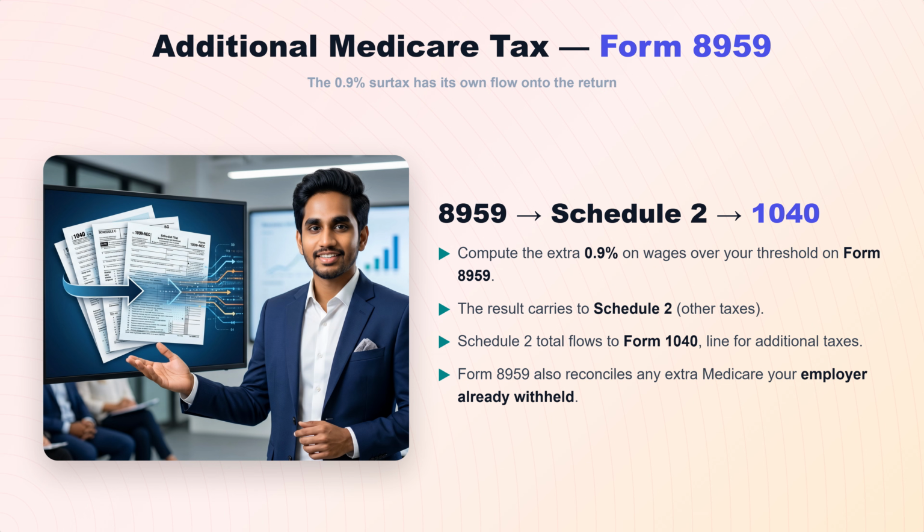Schedule 2 then flows to Form 1040 on the line for additional taxes. And Form 8959 also reconciles any extra Medicare your employer already withheld during the year. So 8959, then Schedule 2, then 1040.